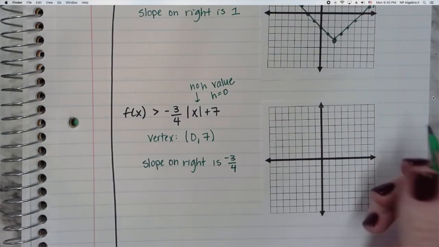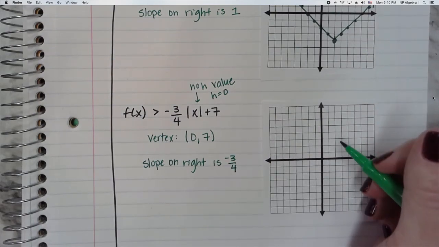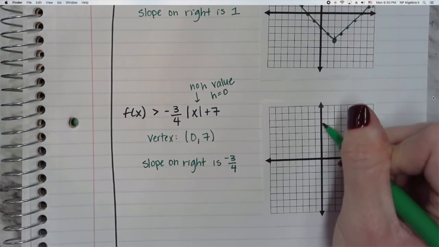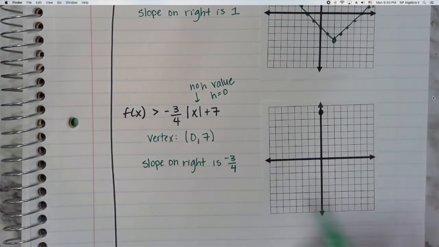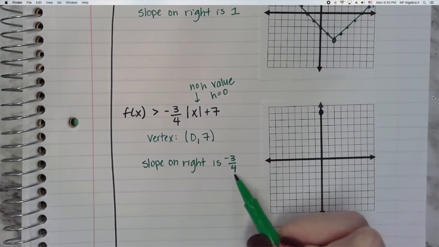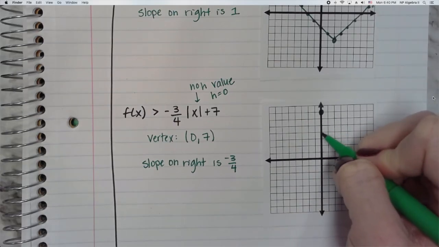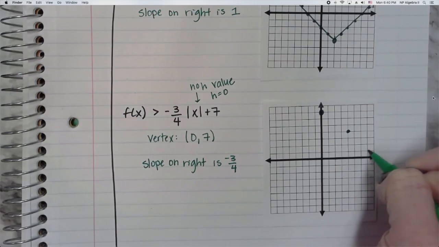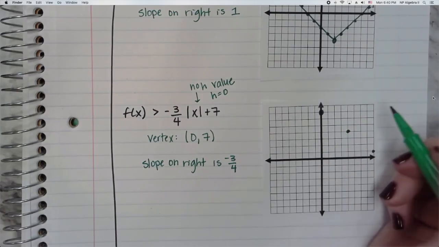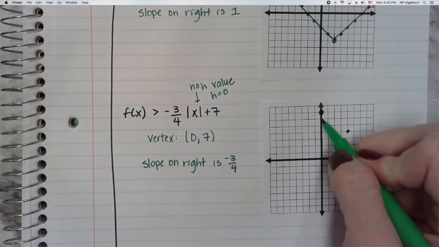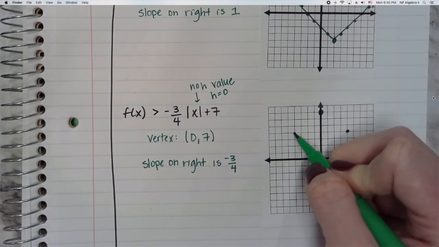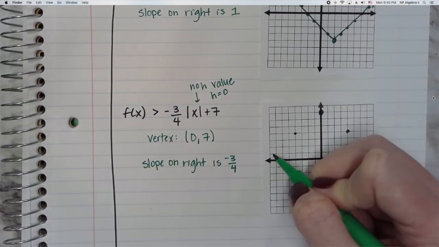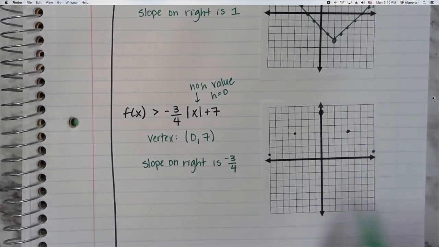So we're going to plot that vertex at 0, 7. And then our slope is down 3, right 4. So 1, 2, 3, 1, 2, 3, 4. Down 3, right 4. And then opposite on the left. Remember, we want to make that V shape. So down 3, left 4. Down 3, left 4.